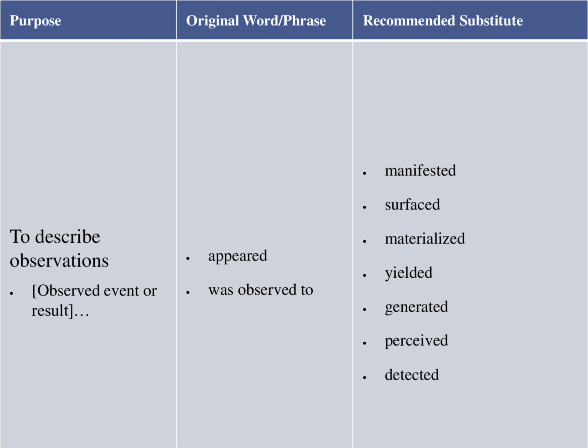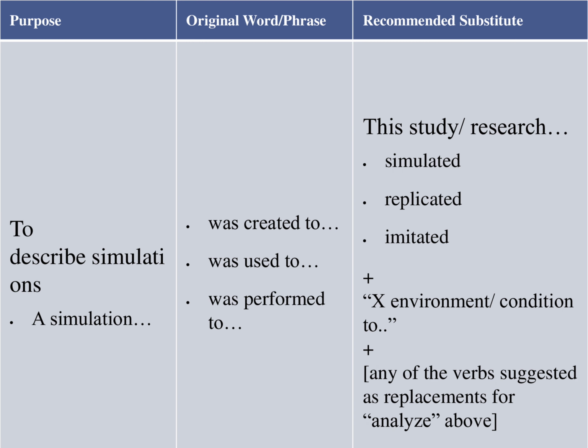Observed event or result, original word or phrase: appeared or was observed to. Recommended substitutes include manifested, surfaced, materialized, yielded, generated, perceived, detected. Next, to describe simulations: a simulation was created to, a simulation was used to, a simulation was performed to. Instead of writing like this, we can write this study or research simulated, replicated, imitated, etc.